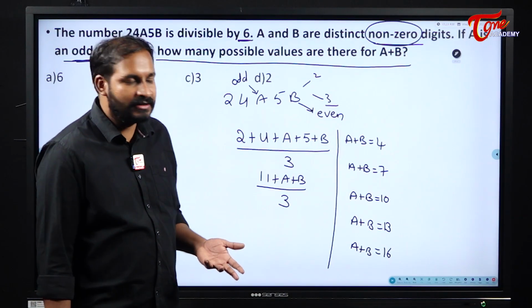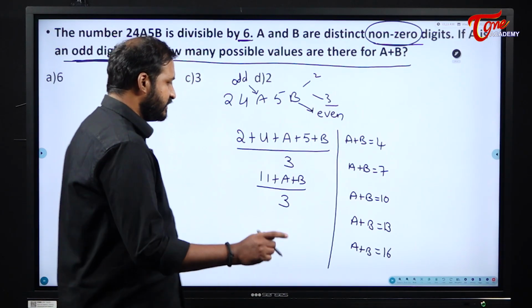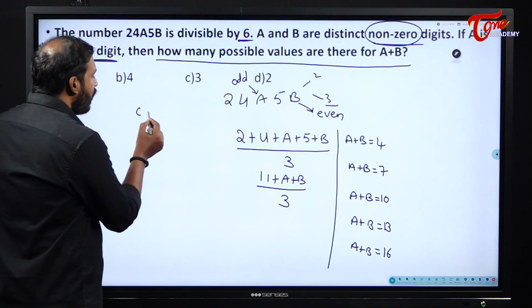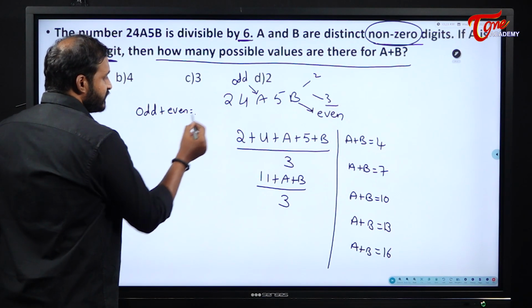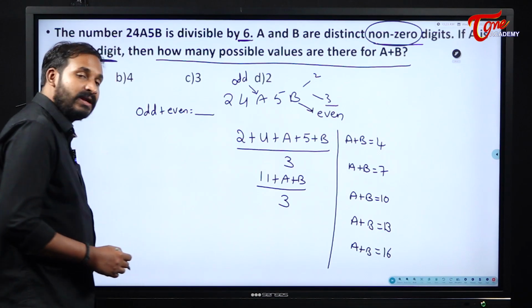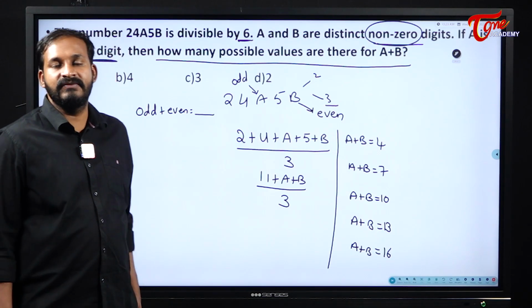How can they both be equal? It is not possible, right? Next observation, what we need to make is odd plus even. What should be our output? In our previous classes we have seen, when we add an odd number with an even number, what is the result we will get?